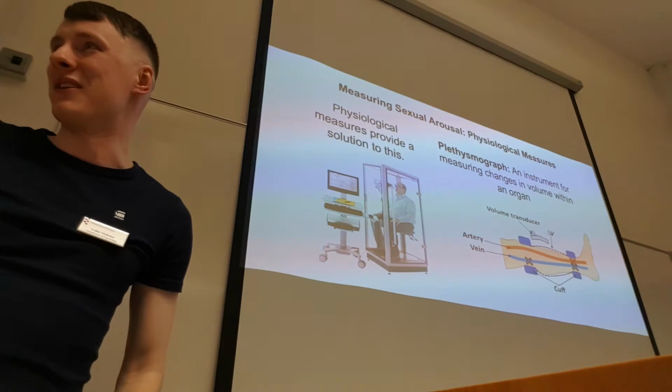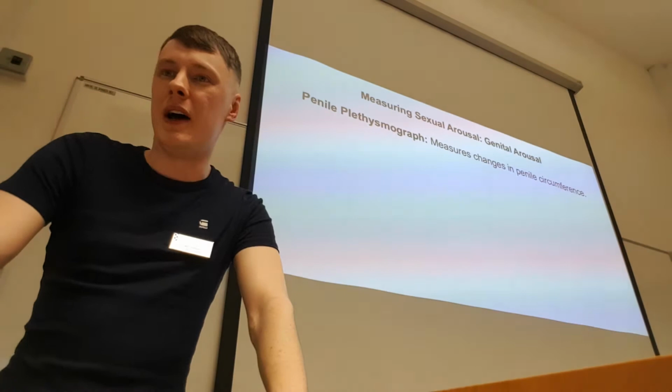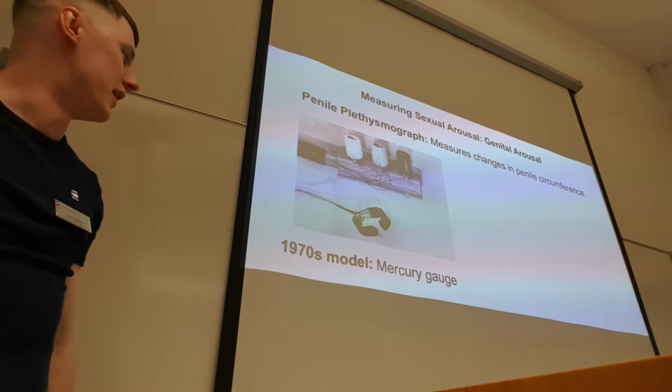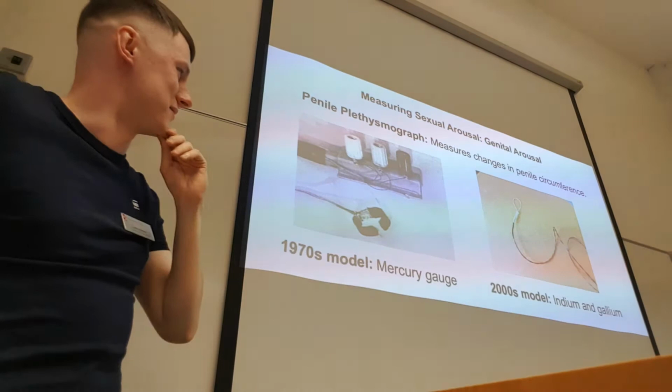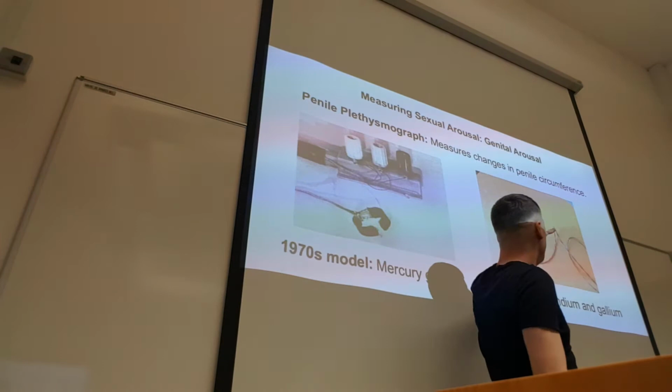So in the case of men, we use a penile plethysmograph, which measures the changes in penile circumference. This is the 1970s model, the first one that was invented, that was full of mercury, which is not the safest thing in the world. Fortunately, we've now moved on to these much nicer models that won't kill you if they break. This one is full of indium and gallium, which is just another liquid metal. Literally all this is a clear rubber full of liquid metal, and a voltage is run through it.